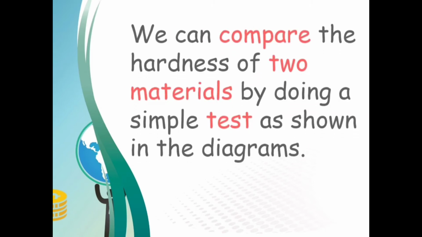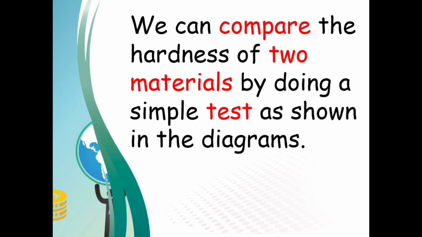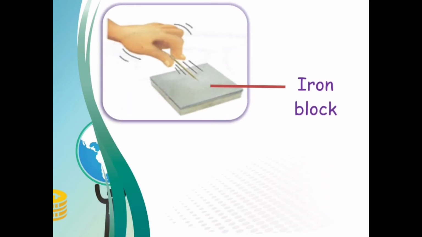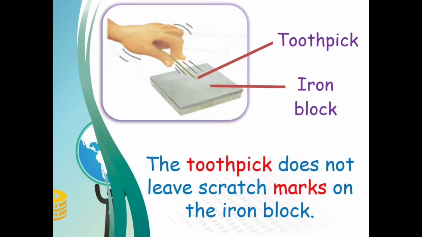We can compare the hardness of two materials by doing a simple test as shown in the diagrams. We have here the iron block and the toothpick. So we use the toothpick to scratch the iron block. What do you think? Can you see any mark on the iron block? No, because the toothpick does not leave scratch marks on the iron block.